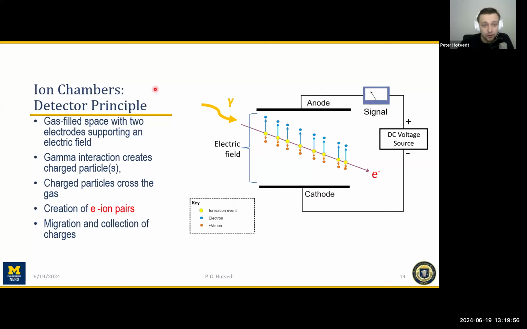So the ion chamber, its detector principle is very simple. It's a gas-filled space with two electrodes supporting an electric field that is applied by an external voltage source, or a bias, so to speak. The idea is that the gamma ray interaction creates charged particles. You have electrons and you have ions that have an energy proportional to the electric field applied. And so as there's an interaction, the electron travels through creating ions. We can measure the migration and the collection of the ions and the electrons, and the result is a measurement.